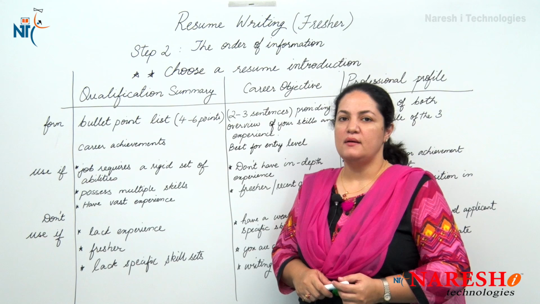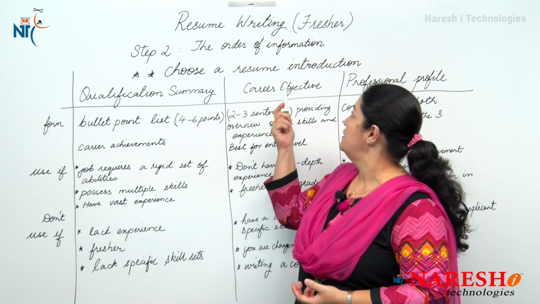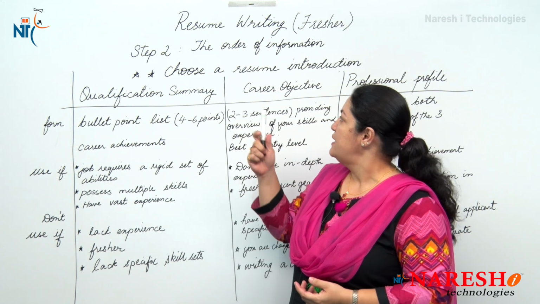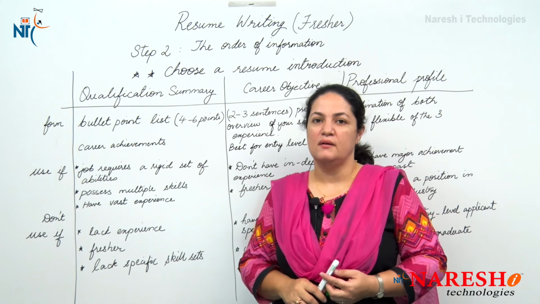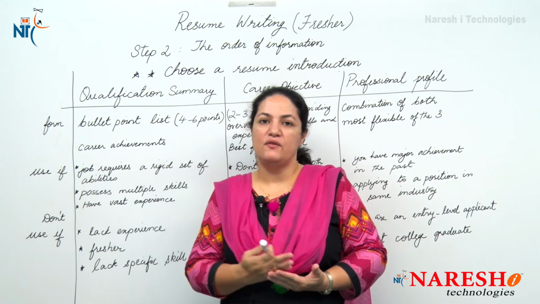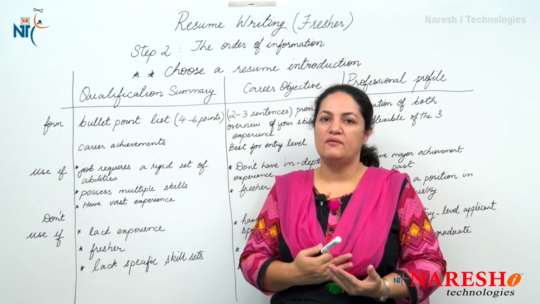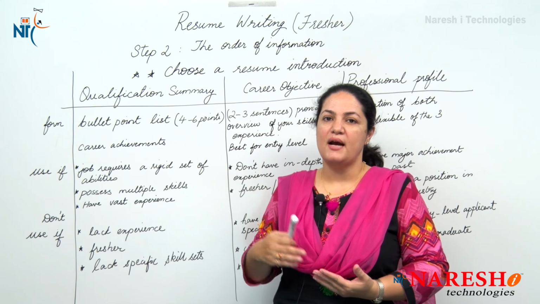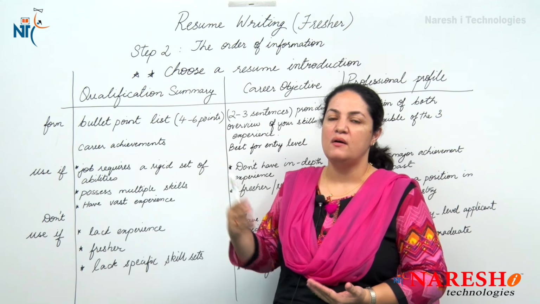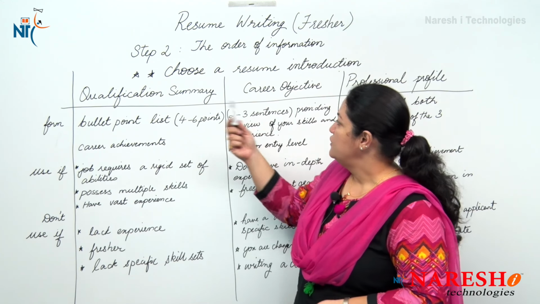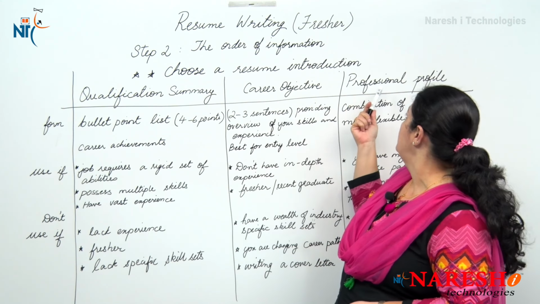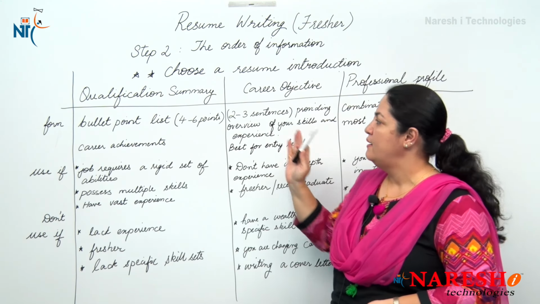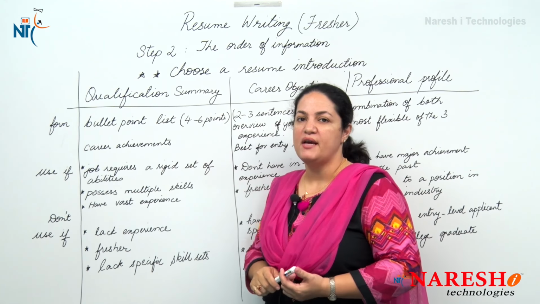Now the next step in writing a resume is the order of information. The first one is how do you choose a resume introduction. As we have three formats for writing a resume, similarly we have three formats for choosing how your resume introduction should be. The first one is qualification summary, the second is career objective, and the third is professional profile. Let me talk to you about the qualification summary.